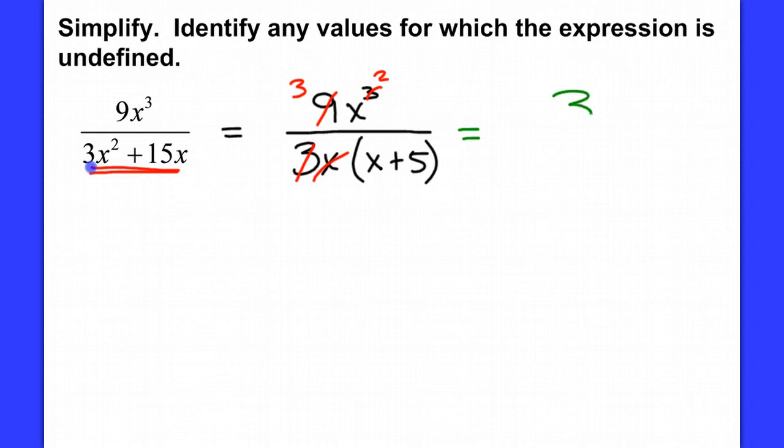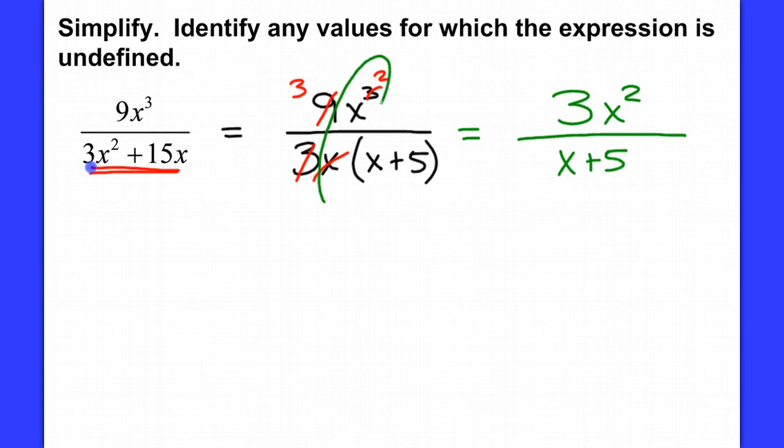So what we end up with is 3x to the second, and x plus 5 would be left on the bottom. Now again, looking at x to the third over x, one way to think about that is subtracting the exponents. Another way of thinking about it is canceling out powers. So however you choose to think about that is fine. I know a lot of us just say we're going to subtract the exponents there, and that's the same thing we would get either way.